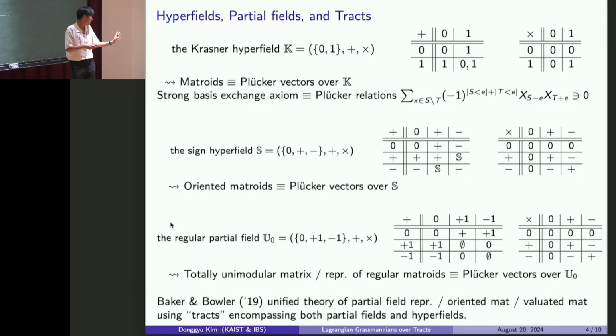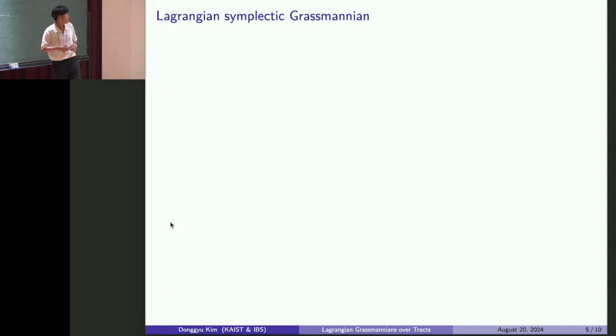So Baker-Bowler theory offers some unified theory for these concepts. And yeah, Lagrangian symplectic. Yeah, so let's move on to something else.